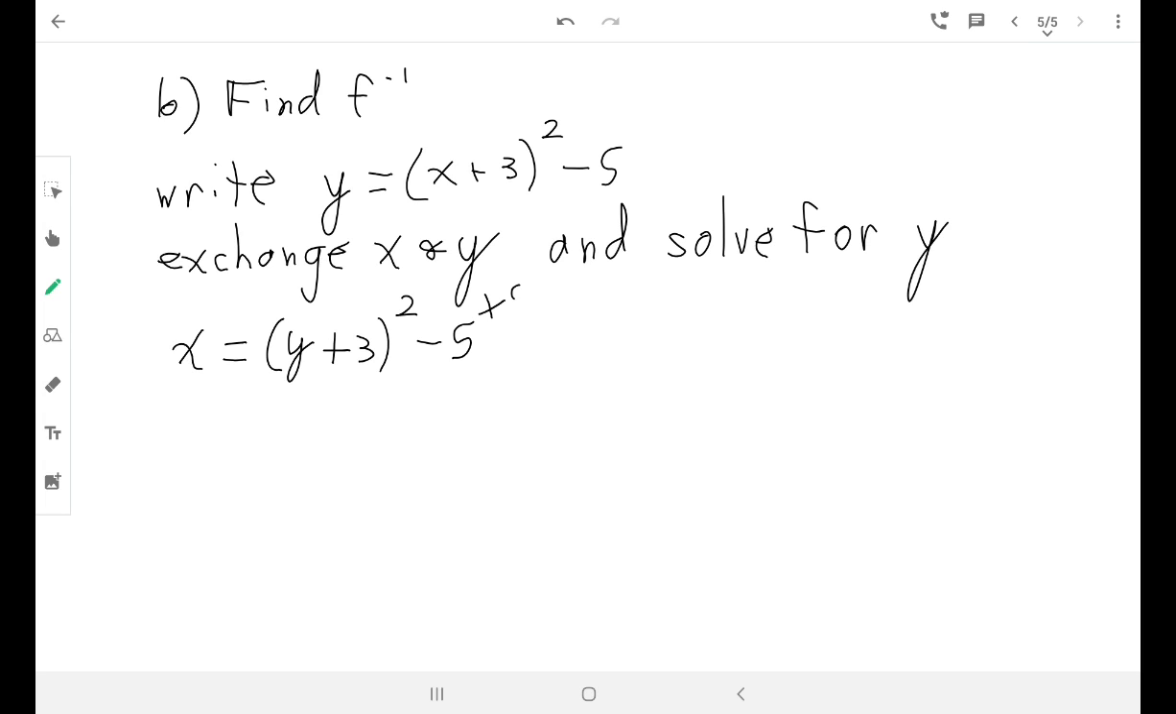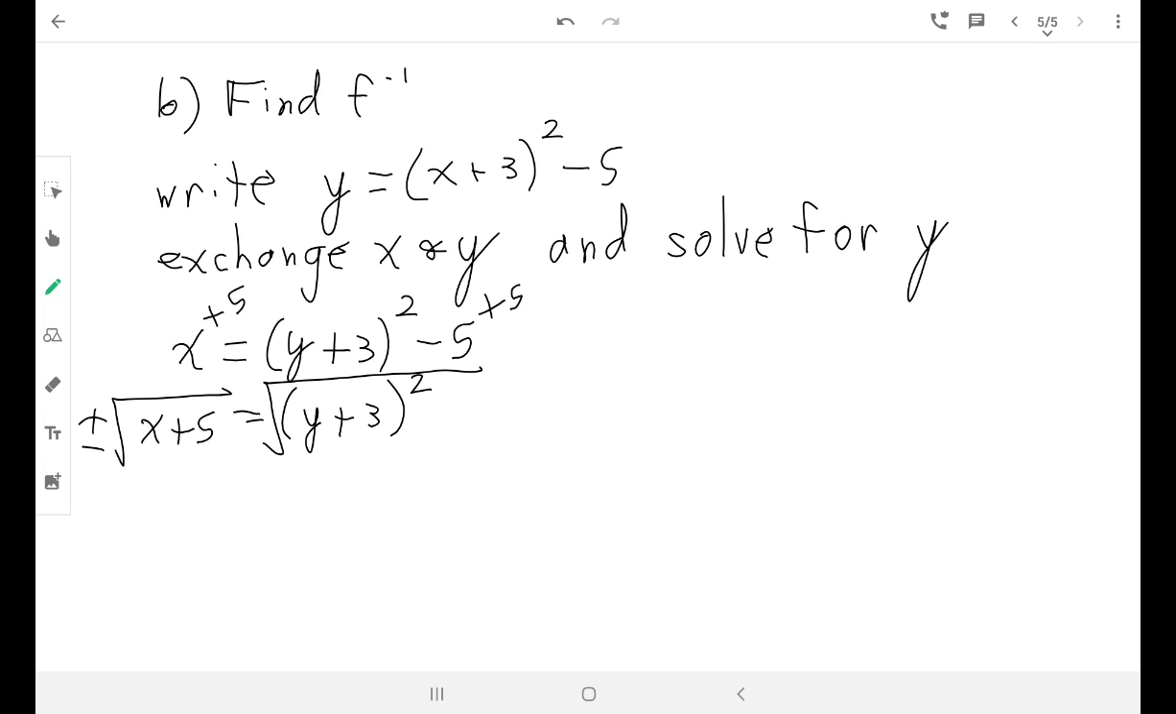I'm going to add 5 to both sides. I'll get rid of that minus 5, or that negative 5 if you want to think of it that way, giving me x plus 5 equals (y plus 3) all squared. Now I need to get rid of that squared. I'm going to take the square root to do that. Square roots cancel squares. It is the inverse operation of it. And here I have to do plus or minus the square root of all of that.